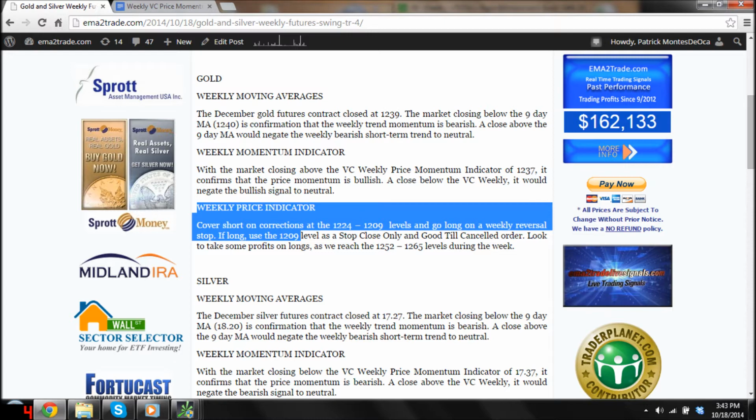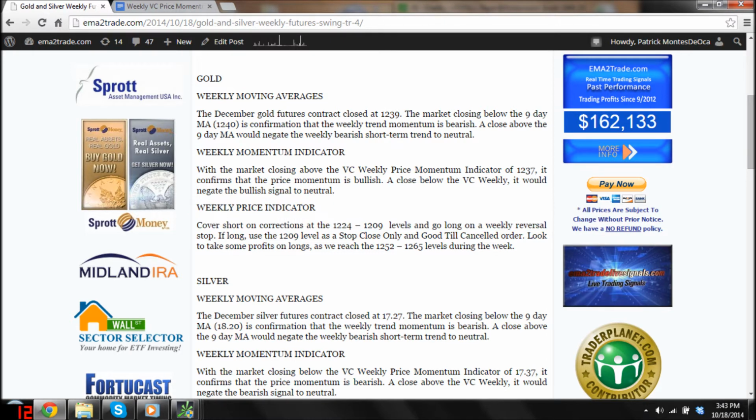And it also tells you that if you reverse to go long, if we come in next week and it triggers this buy entry at these levels here, that you should take profits at 1252 or 1265. Or the fact that the market closed above 1239, which is a bullish indication, is telling you to take some profits short term in the 1252 to 1265 levels during next week.